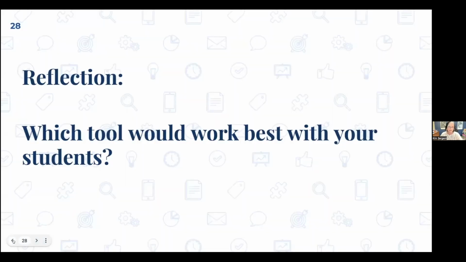So what would be a tool? Which tool did you look at just now that you think would work best with your students? So I'm going to give you a second to think about those. QFT, visible learning strategy, zooming in. Now that you've had the opportunity to maybe think about that student, which tool would be good for that student?